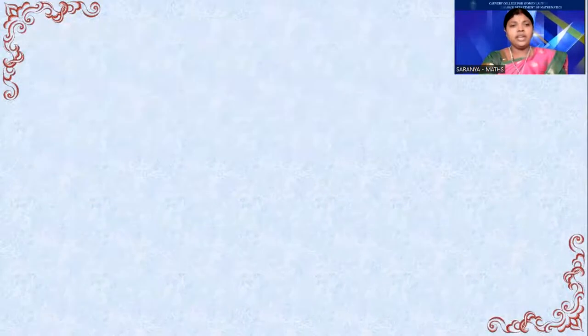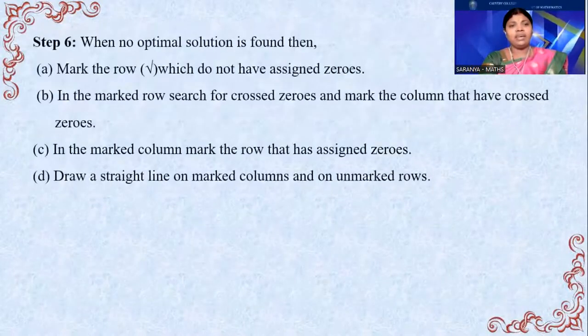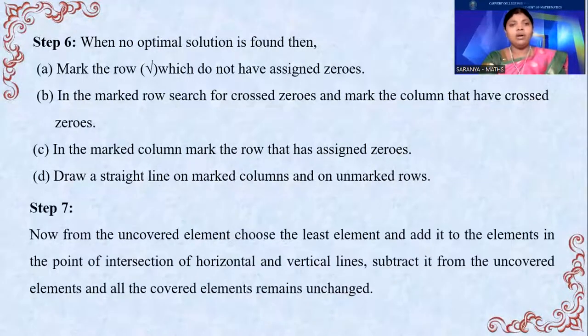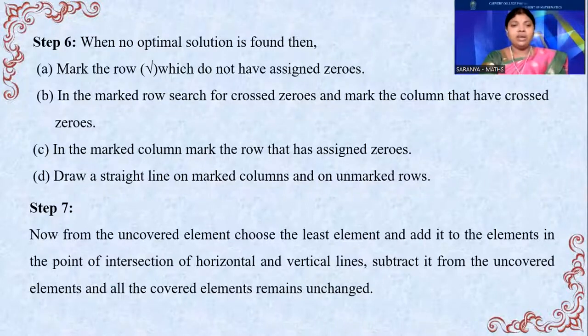Step 6. If any of the rows does not have an assigned zero, then mark the row which does not have an assigned zero. In that row, mark the column which has a zero. In that column, mark the row which has an assigned zero. Now, draw a straight line on marked columns and unmarked rows. That is, strike off all the marked columns and unmarked rows.